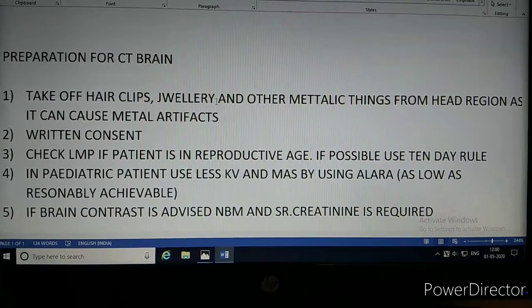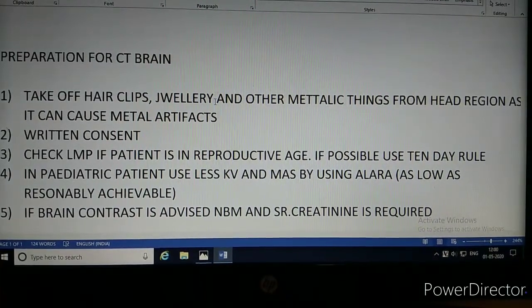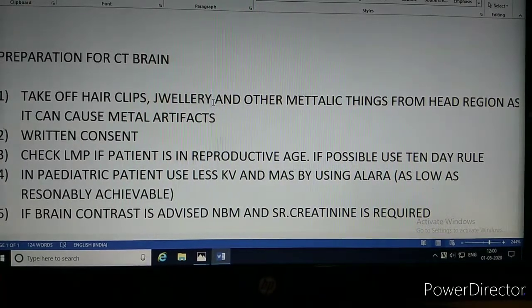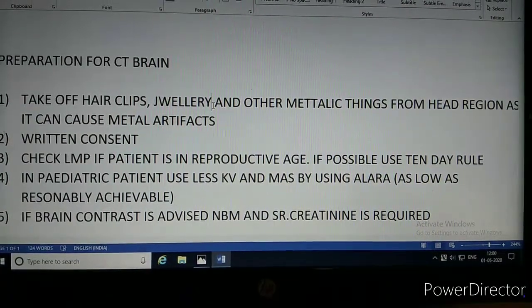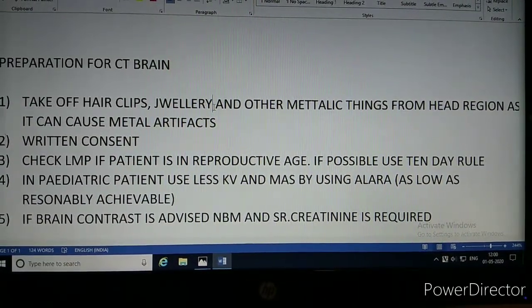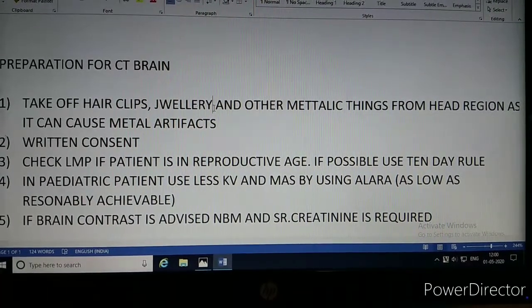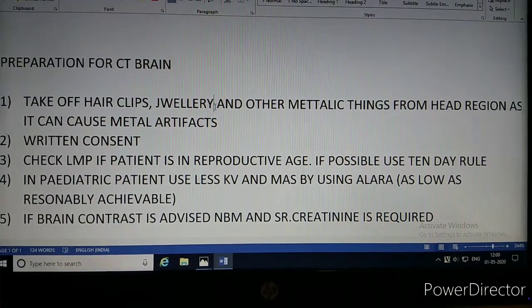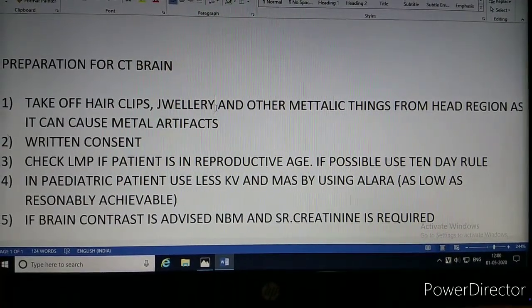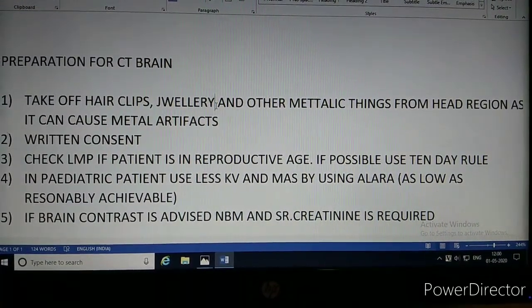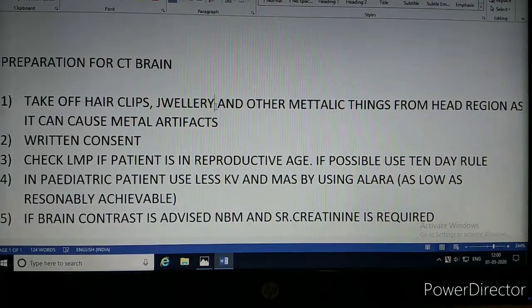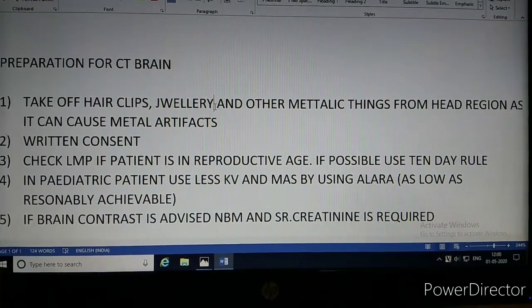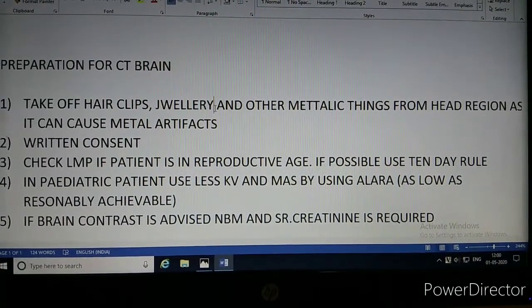Next thing, we should look at the preparation for CT brain. First, the metallic things whatever are there like hair clips, jewelry and other things we have to remove, which can cause metallic artifacts. Then written consent. Then if patient is at a reproductive stage, we have to take LMP. If possible, we have to use the 10-day rule.